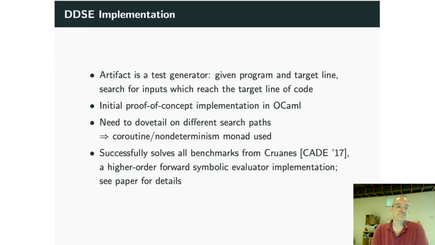So for our implementation, the artifact we produce is a test generator. Given a program and a target line, we will find inputs which reach that target line of code. And we have an initial proof of concept implementation in OCaml. And in order to make it usable at all, we have to dovetail on all the different search paths or we get lost down some infinite path. And so we use a coroutine non-determinism monad for that purpose. And just to test it out a little bit, there is a paper that has a forward symbolic evaluator in it, and we basically solved the benchmarks from that paper just as a test to make sure our system is reasonable.